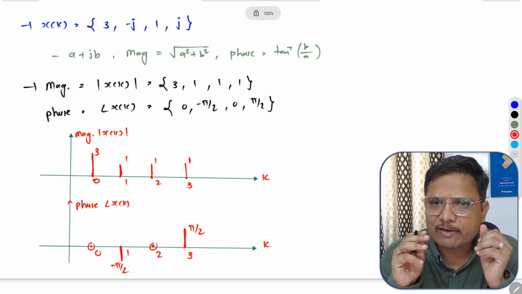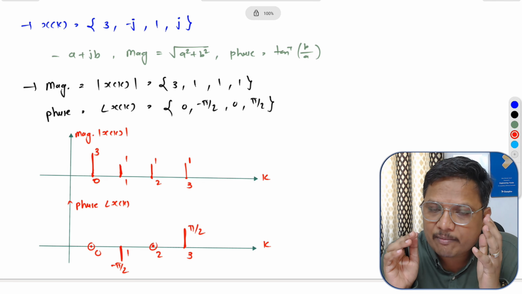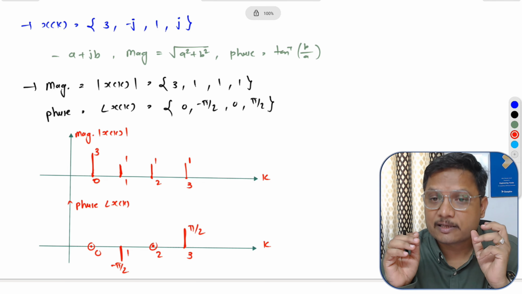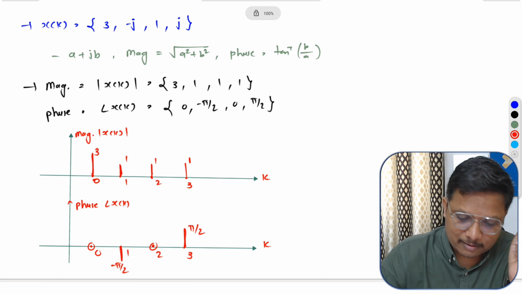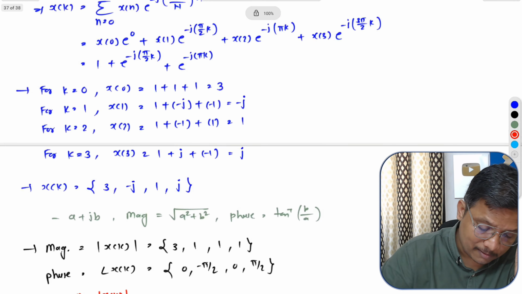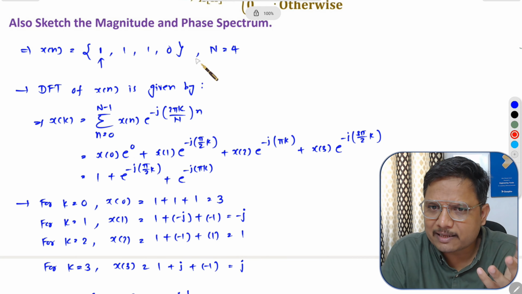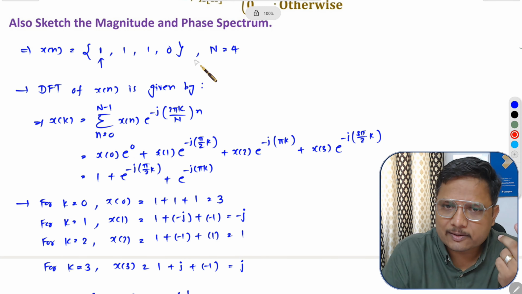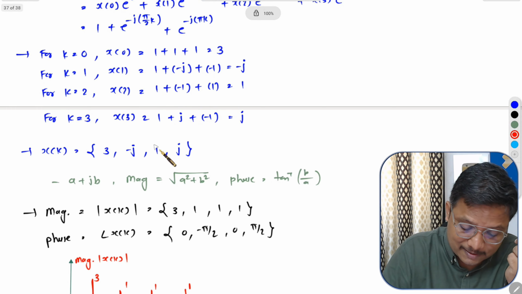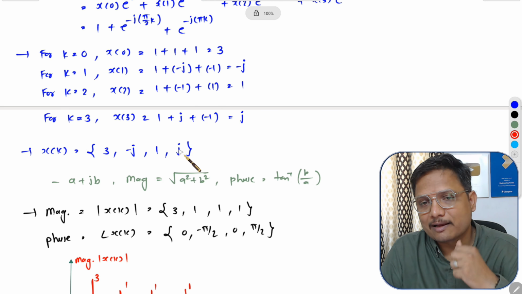I hope now you have a fair idea about how to identify the magnitude and phase spectrum. And for this 4-point DFT calculation, one can use the matrix method as well, using which you will also get the same answer as calculated over here.